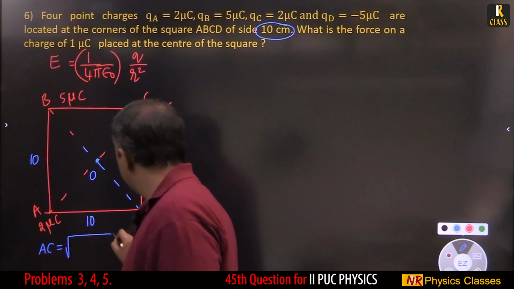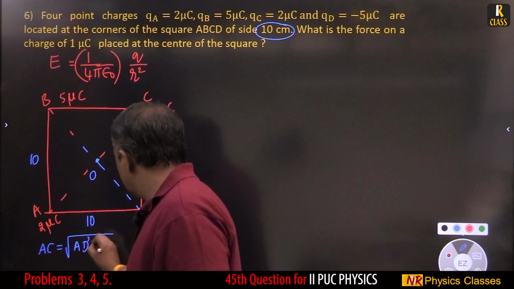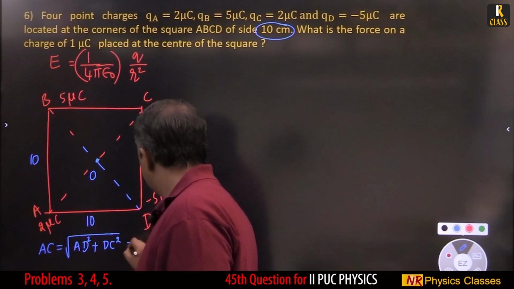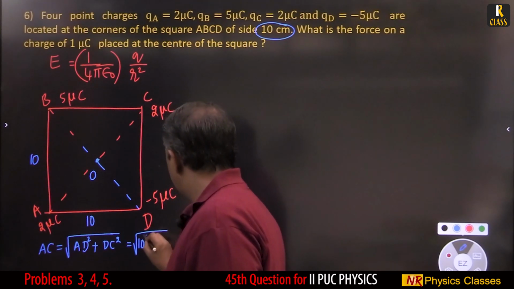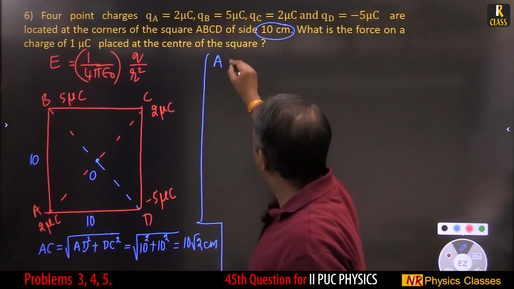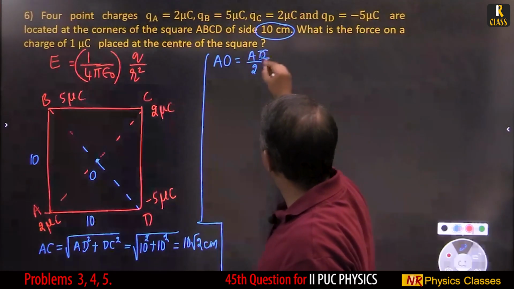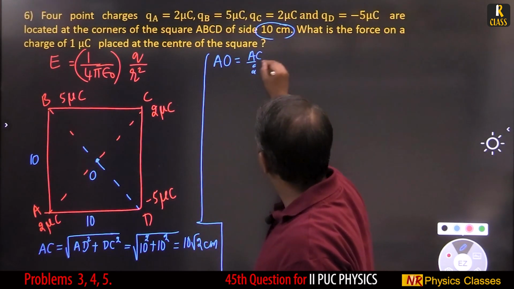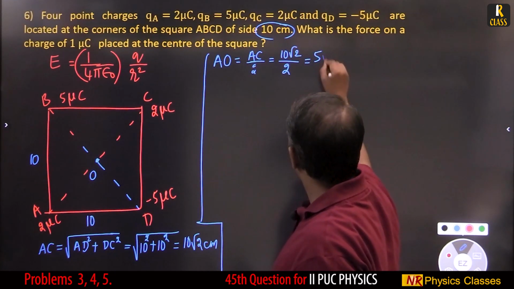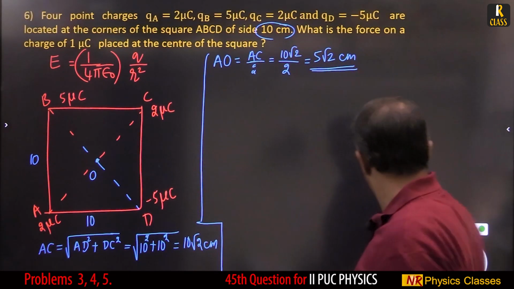AC equals root of AD square plus DC square, which is equal to root of 10 square plus 10 square. AO is AC by 2. 10 root 2 by 2 is 5 root 2 centimeter. So we have all the distances.